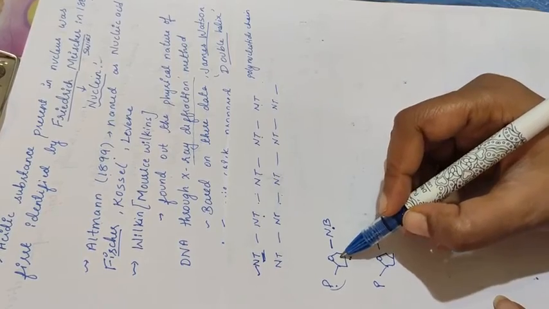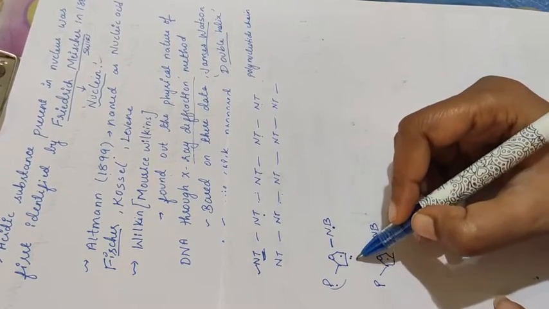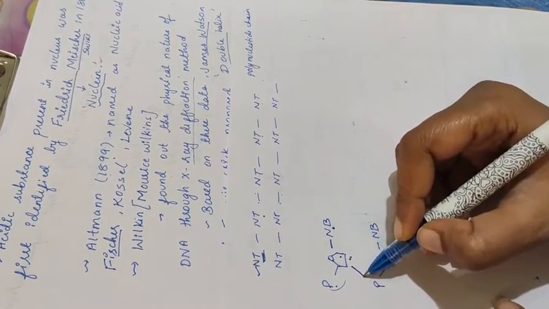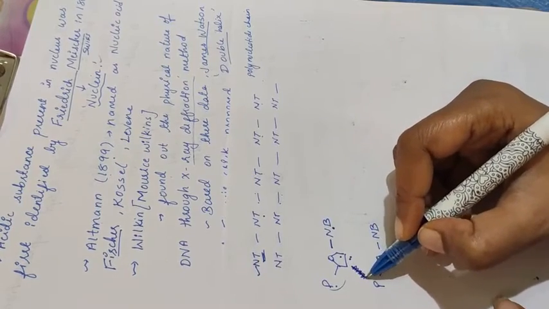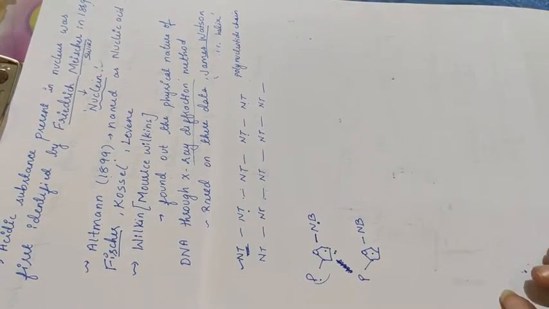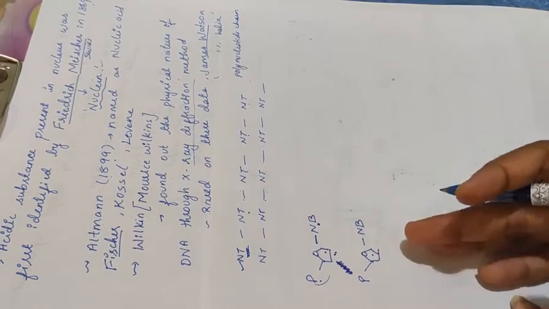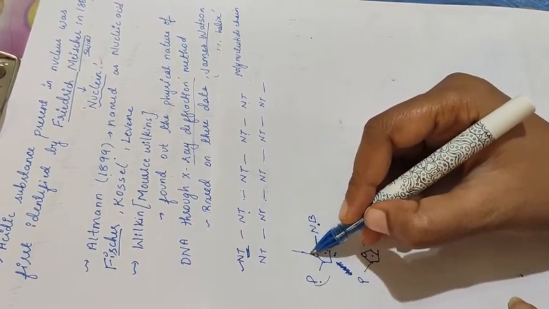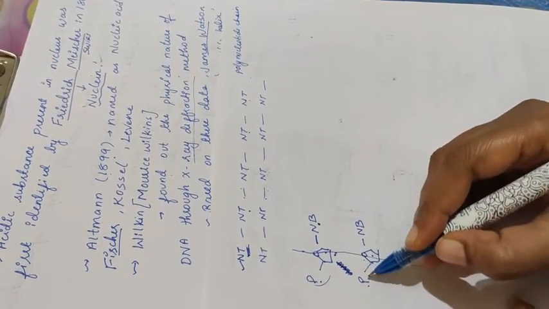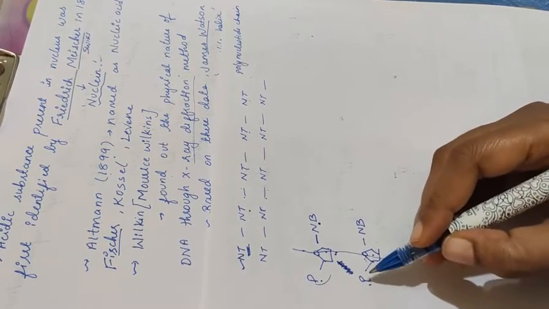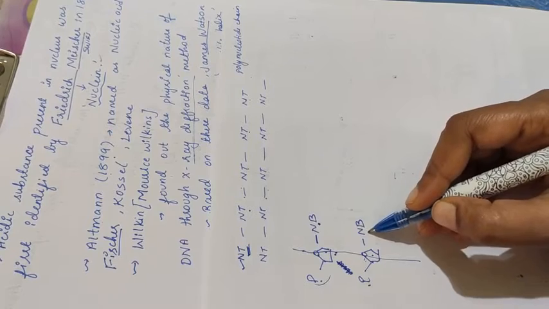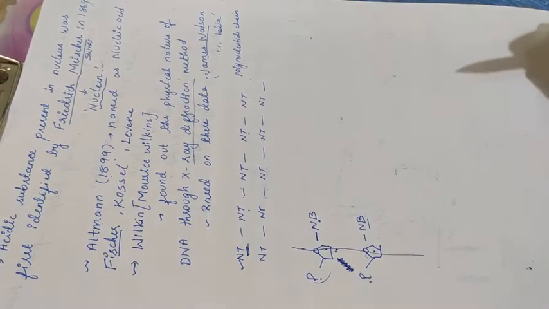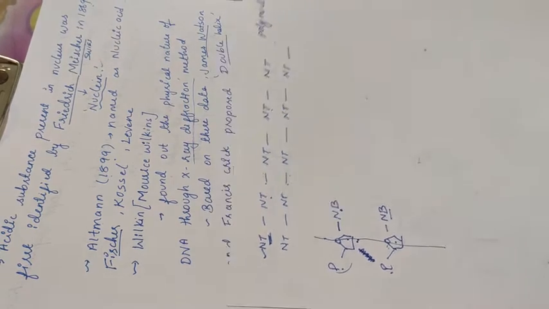So this is one nucleotide and this is one nucleotide. They are connected with one another by the ester bonds here. You can see these two, that is the sugar and the phosphate, they form the backbone, whereas the nitrogen base is projecting inside. When I write the structure, it will be more clear.